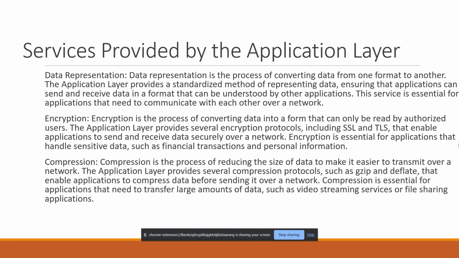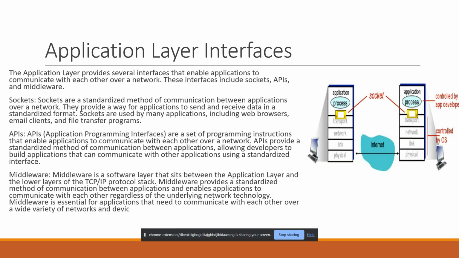Encryption is the process of converting data into a form that can only be read by the authorized user. The application layer provides several encryption protocols that include SSL and TLS, and that enable the application to send and receive data securely. Compression is the process of reducing the size of the data to make it easier to transmit over a network. The application layer provides several compression protocols such as gzip and deflate that enable applications to compress data before sending it over a network.